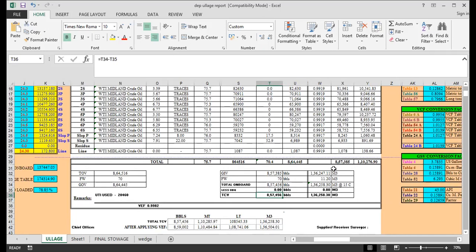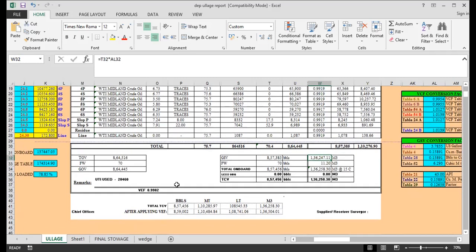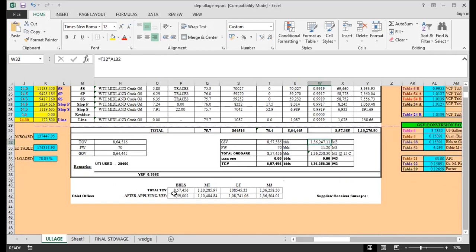So your total received volume is this. This is in barrels, this is in cubics. All you have to do is calculate barrels into cubics. Your barrels divided by 6.28981 will give you cubics. So you've received in barrels, you've received in cubics. You've got your total calculated volume in barrels. The same you can multiply by the weight correction factor and you will get metric tons, long tons, and cubics.